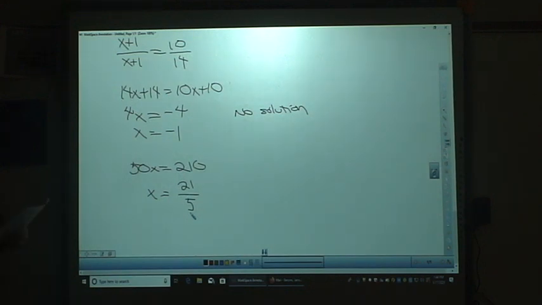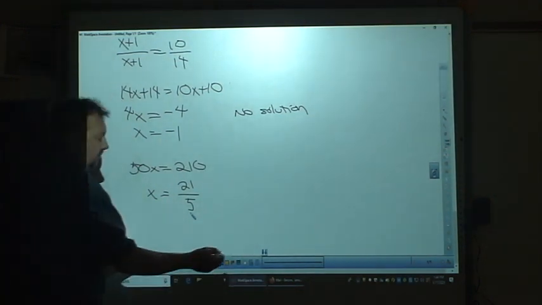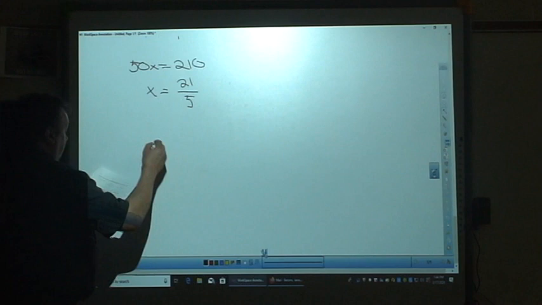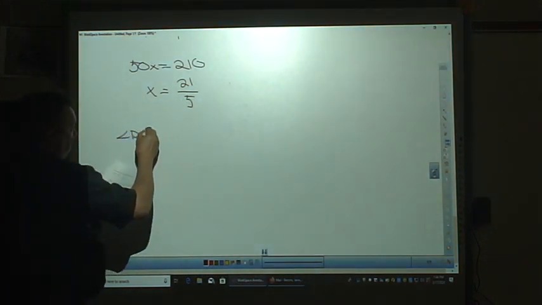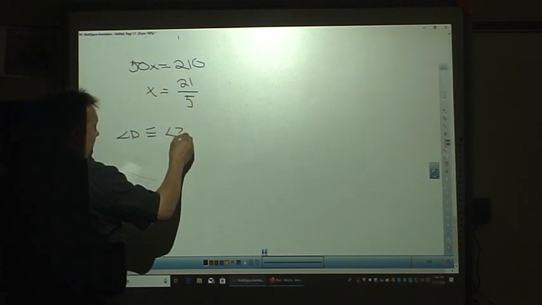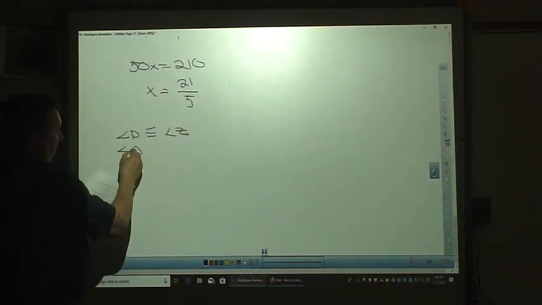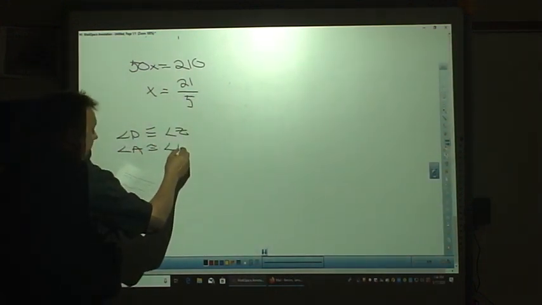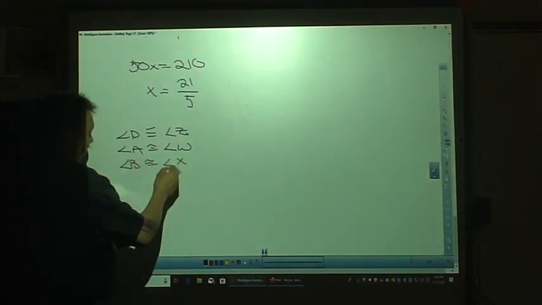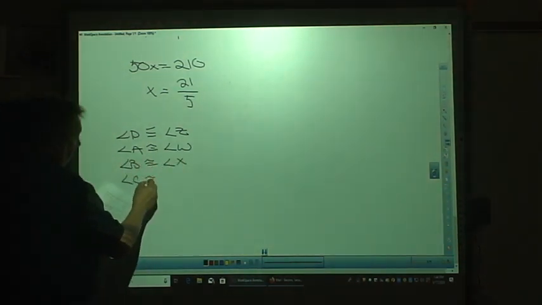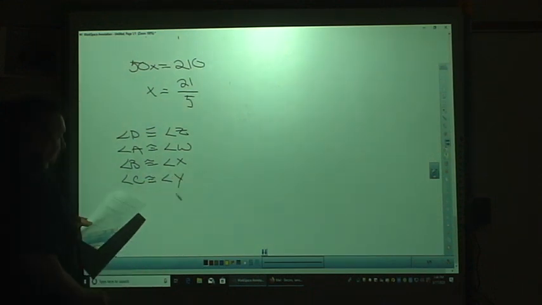Next page, you have corresponding angles and the extended proportion of the sides. Angles, you're going to start, just use the statement. Angle D is congruent to angle Z. Angle A is congruent to angle W. Angle B is congruent to angle X. And angle C is congruent to angle Y.